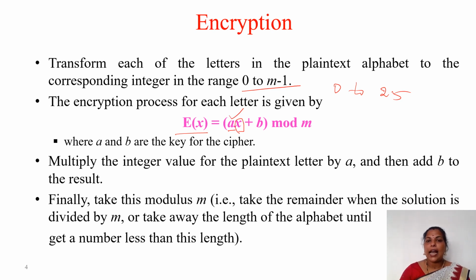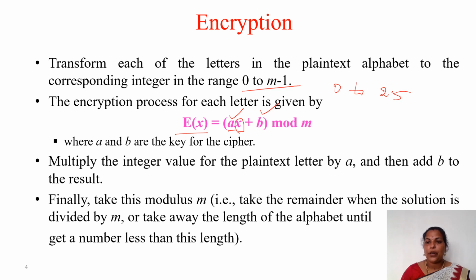Here A and B are the key of the cipher. Whatever encryption we are performing, there is a key. So here the key is A and B. Here we are multiplying the integer value of the plain text letter by A, then summing that product with B, then performing the modulo operation. Modulo means we take the remainder when the result is divided by m, or we take away the length of the alphabet until it is less than the length of the alphabet. That is called the modulo.